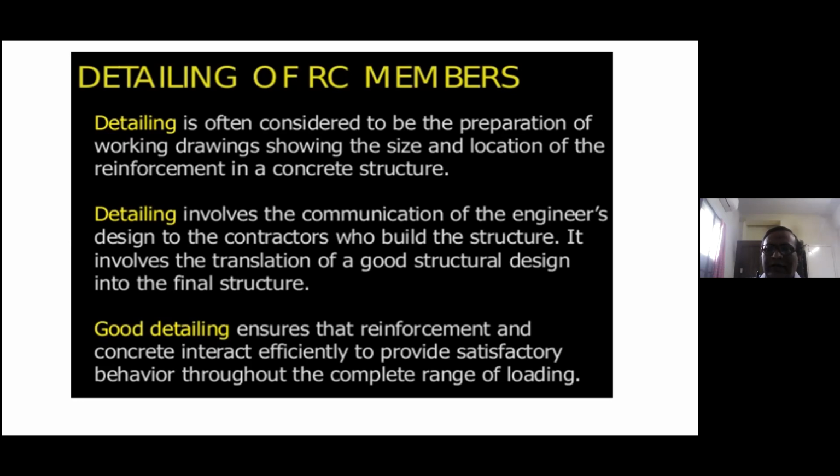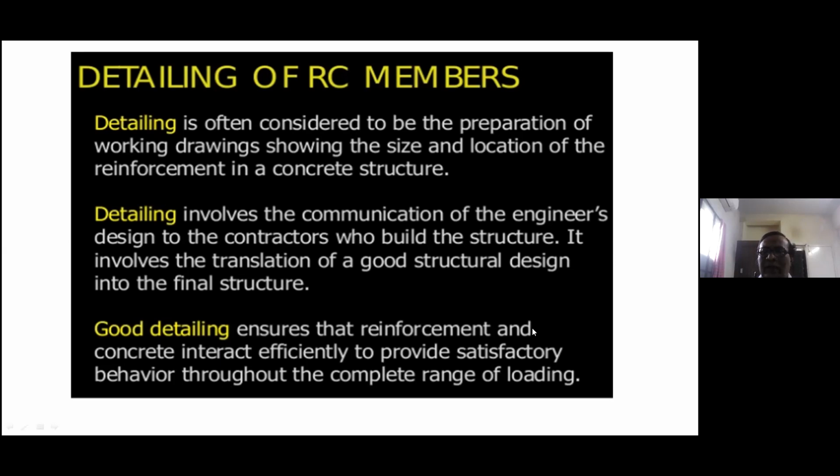Once you know the design, then we have to prepare the drawing, because the drawing is the communication between the designer, the contractor, and the executor. The drawings communicate to all the people, like the designer, the contractor, the builder, and the worker. So you have to prepare the drawings in a detailed manner, and then submit them for execution. Good detailing ensures that reinforcement and concrete interact efficiently to provide satisfactory behavior throughout the complete range of loading.